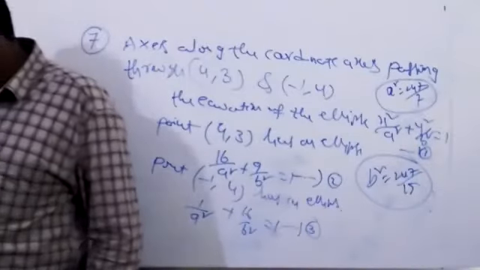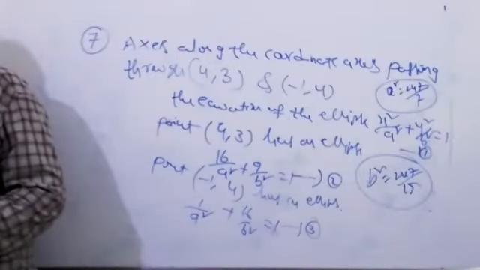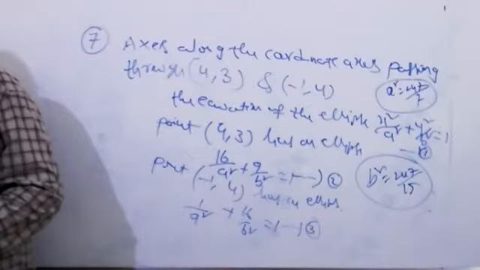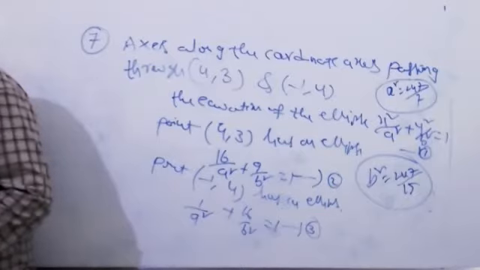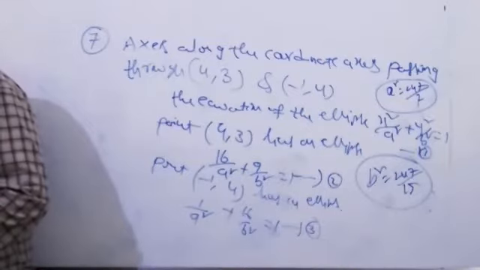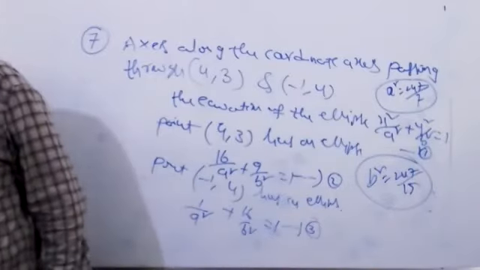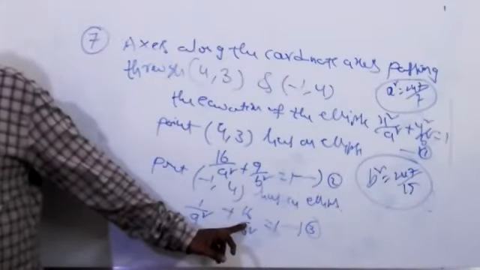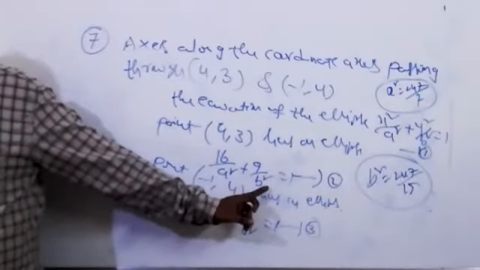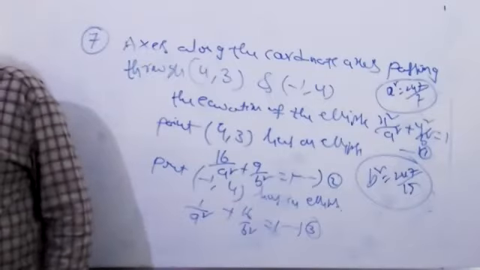Sir, I took the other equation and I got a square is equal to 247 by 15. So that's also fine, right? I got a square as 247 by 15 as I took the equation to be 16 by b square plus 9 by a square. Okay, the third equation is 1 upon a square plus 16 by b square is equal to 1. The second equation is 16 upon a square plus 9 upon b square is equal to 1.